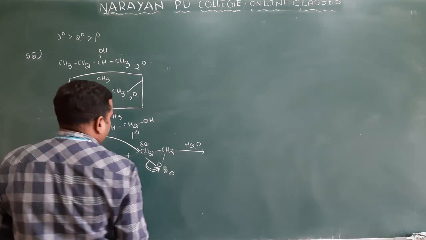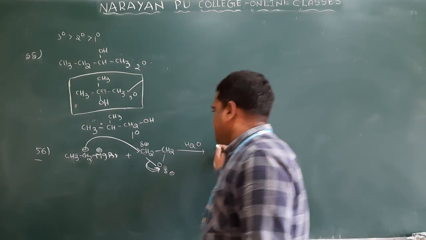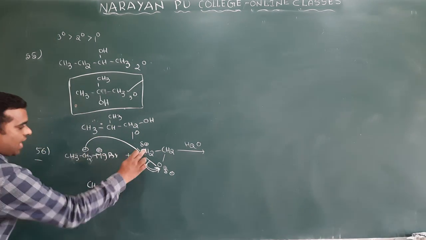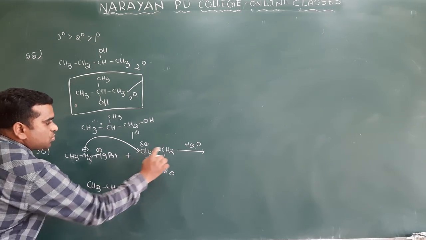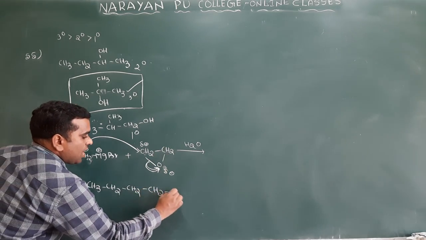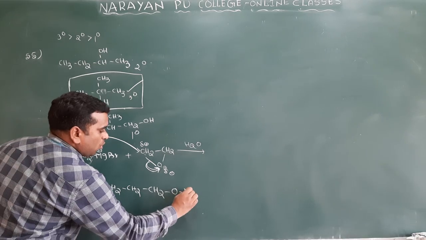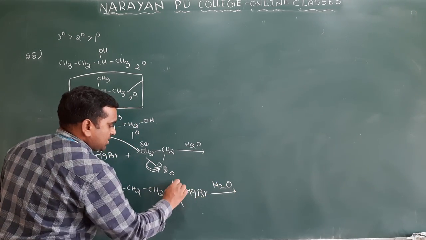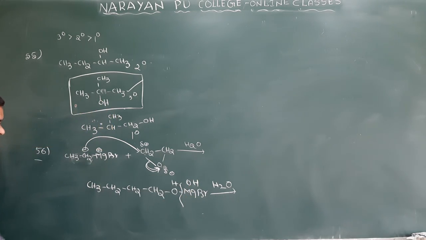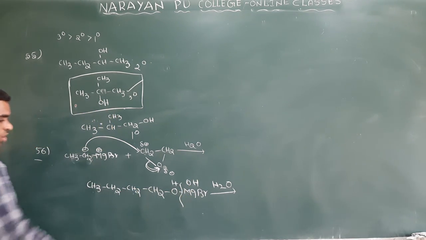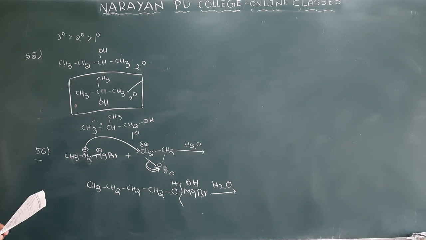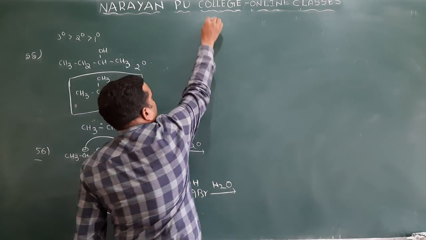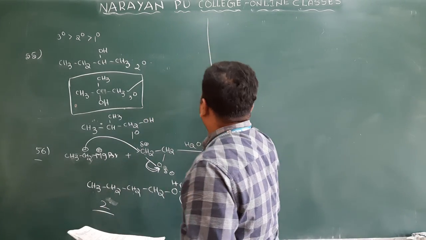And then what compound will you get? You see here, CH3 and here CH2. And here CH2 is attached to CH2. This is attached to CH2 and O minus, here Mg plus, OMgBr. Then what do you have to do? Hydrolysis. Do the hydrolysis, H3O plus. Then what are you getting? CH2OH. Butanol is the answer. Clear? So option 2 is the correct one. This is about question number 56.